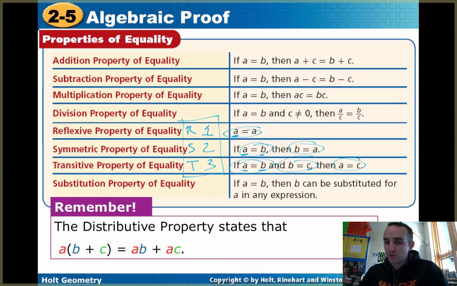And then finally we have substitution property. Substitution just says we can replace something with something else as long as we know that they're equal. So if A is equal to B, wherever I see an A, I can put a B because they are equal. I can substitute that in. And then just a reminder of our distributive property. Our distributive property says I can multiply A times B plus C and get AB plus AC.